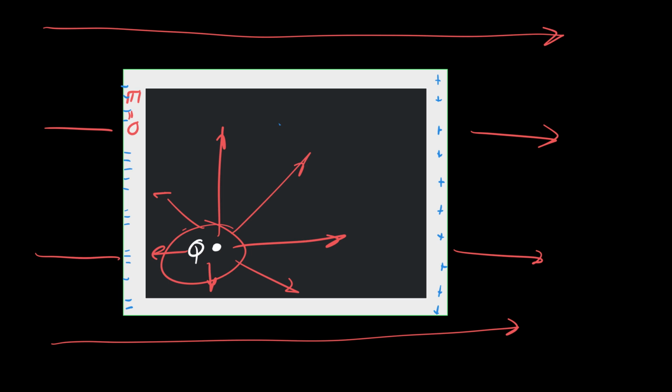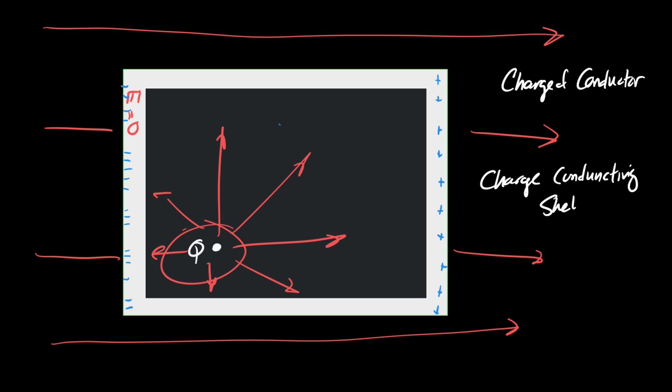So you have to listen for this, but there's a charged conductor and there's a conducting shell. But they'll both produce an electric field of zero inside. So whether it's a solid conductor or a conducting shell, you get an electric field of zero inside the conductor.